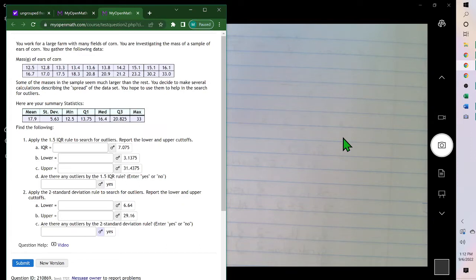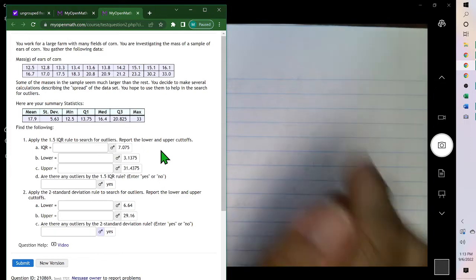This is the mass of ears of corn that they measured. And then they found the mean, the standard deviation, the smallest value, the lower quartile, Q1, the median, which is your middle value, the upper quartile, Q3, and the largest value. It says apply the IQR rule to search for outliers.